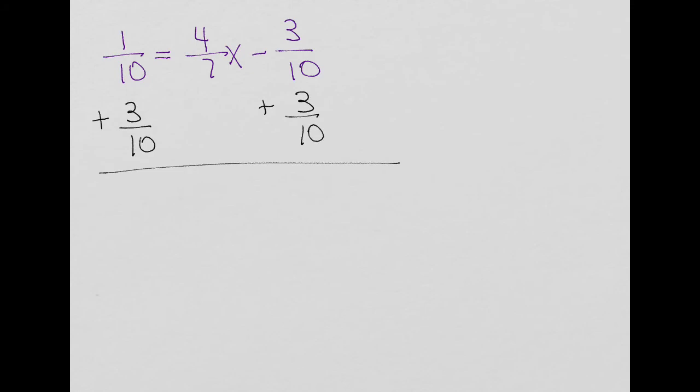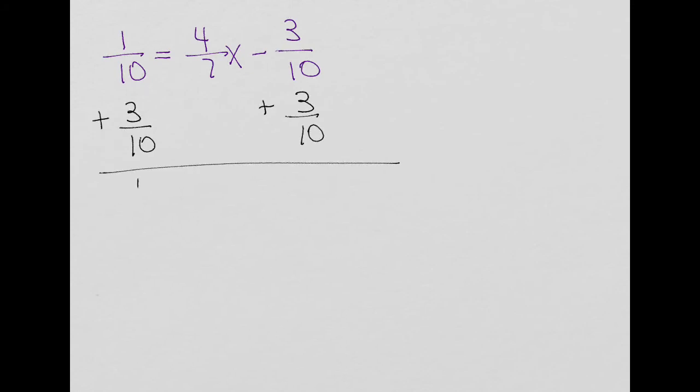We'll do 1/10 equals 4/7 x minus 3/10. So when I look at this one, I think that it's going to be easier to solve this one by keeping the fractions, because I recognize that the first thing that I would do would be to add 3/10, and they already have a common denominator. So I'm going to go ahead and do that on this one, since I already have a common denominator.